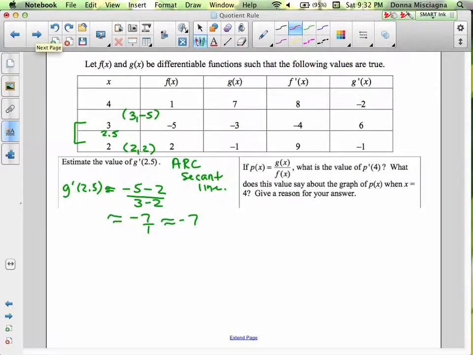If p of x equals g of x divided by f of x, what's the value of p prime of 4? What does this say about the graph of p of x when x is 4? Give a reason for your answer. All right, so we have a quotient rule here. So p prime of 4 is going to be the denominator, f of 4, times the derivative of the numerator, g prime of 4, minus the numerator, g of 4, times the derivative of the denominator, all divided by the denominator squared.